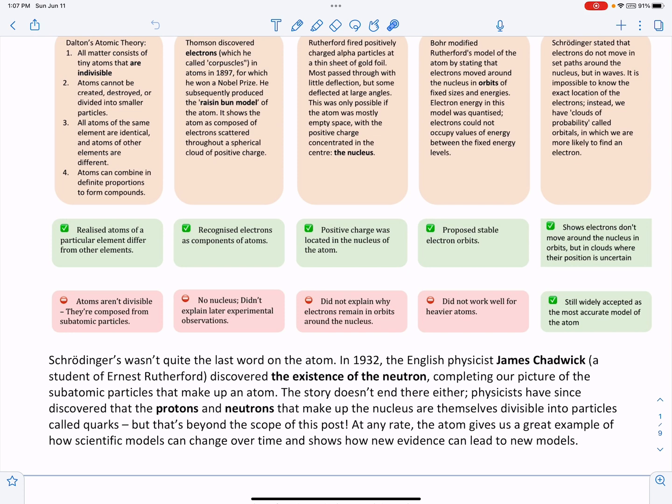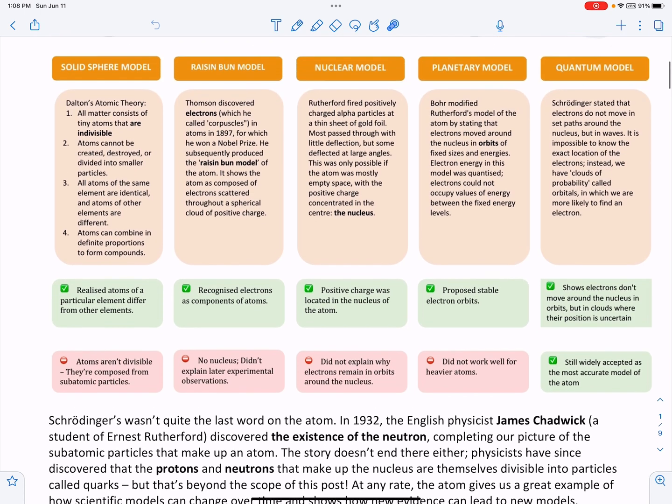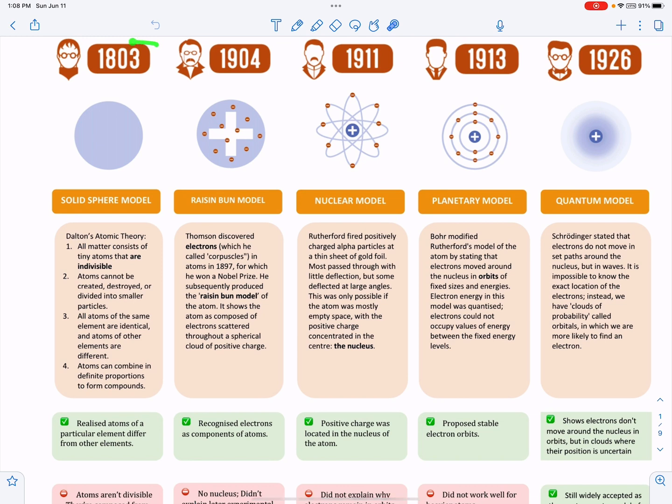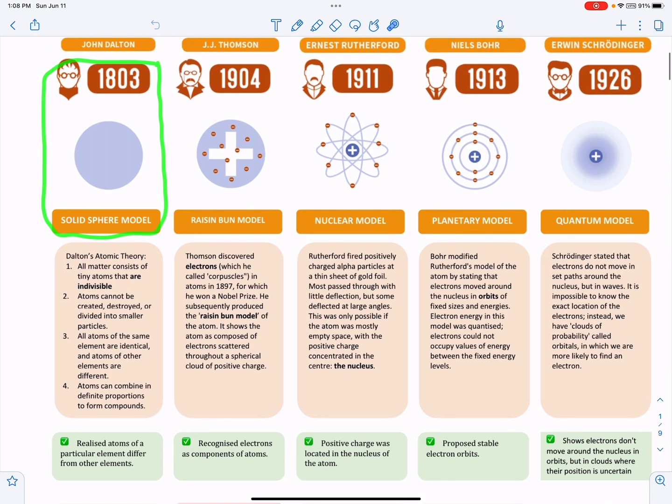At any rate, the atom gives us a great example of how scientific models can change over time and shows us how new evidence can lead to new models. Your responsibility for the history of the model of the atom is to identify each scientist and the name of their model and their main discovery.